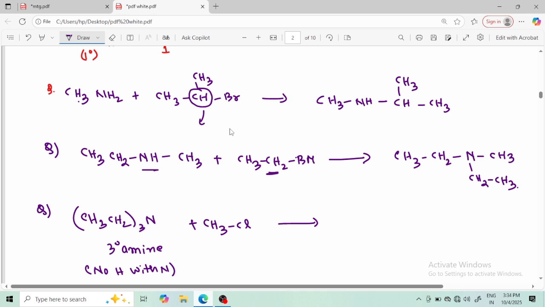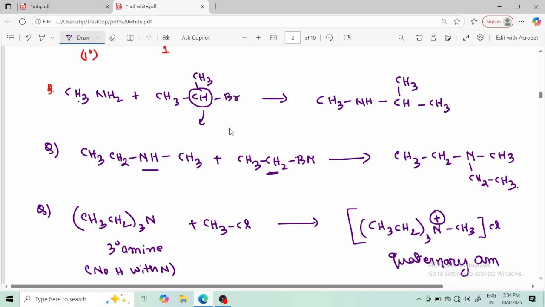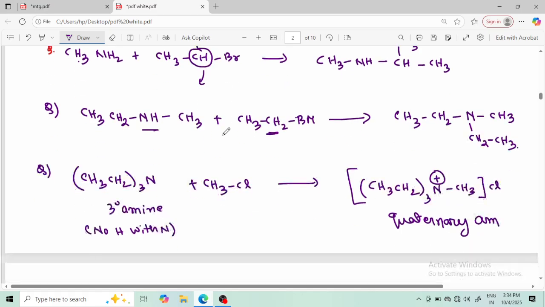Okay, so what will happen? It will make this CH3 CH2 three times, right? The nitrogen and then this CH3, this positive charge will be there, and outside you will get one halide, that's Cl. This is quaternary ammonium salt, if you remember.